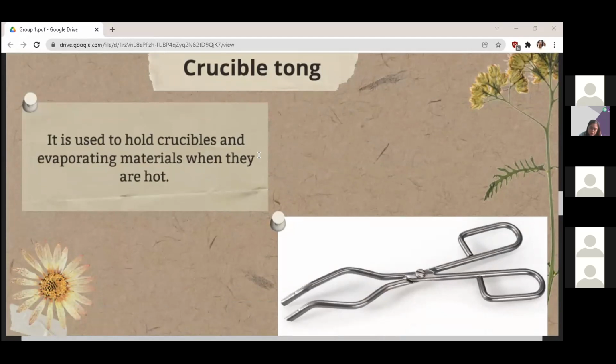Crucible tong. It is used to hold crucibles and evaporating materials when they are hot. It has many functions in the laboratory.